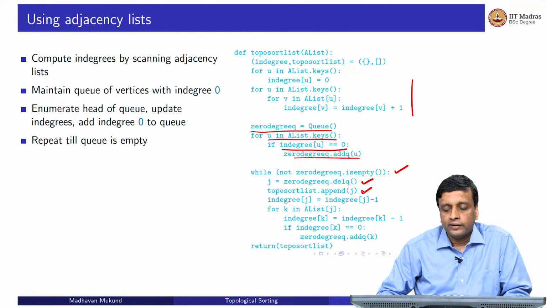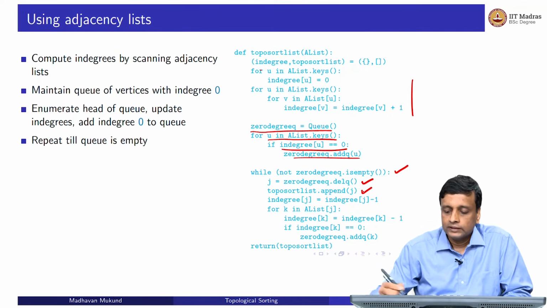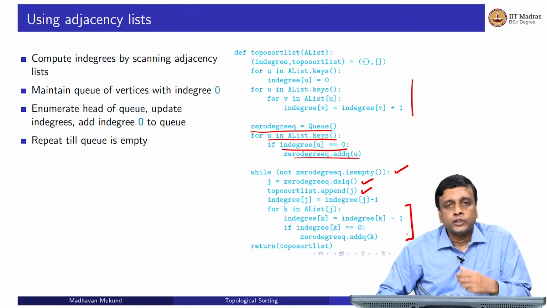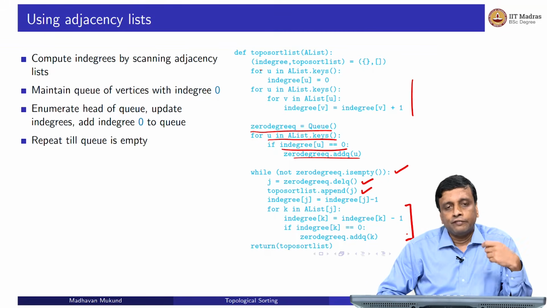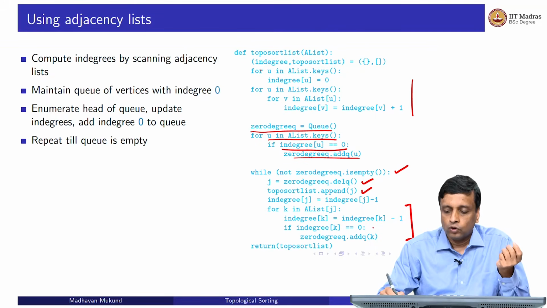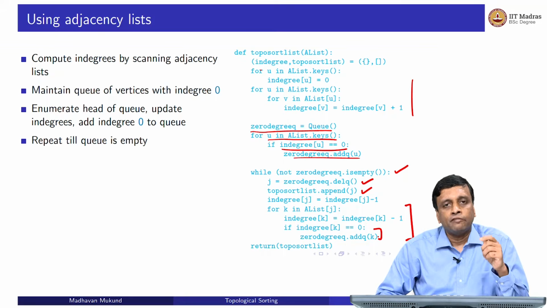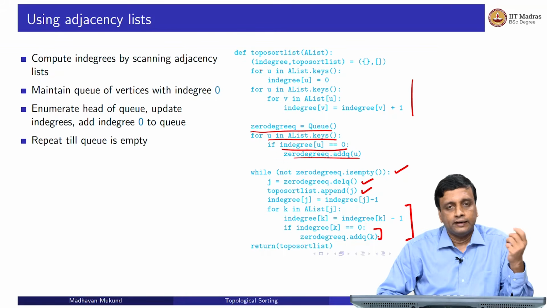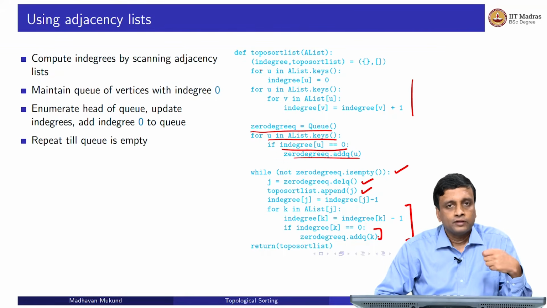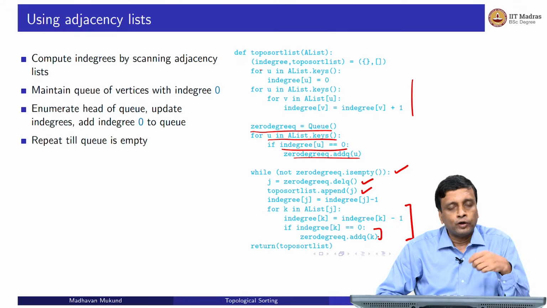And having enumerated it, then we have to update the degrees of the outgoing vertices. That is again proportional to the degree of this vertex. So, for every k which is in the list of j, I will take the in degree of k and reduce it by 1, and in this process, if I find that the in degree of k becomes 0, then I put it in the queue. When will it become 0? When I update it. So, when I update the vertex's in degree, at that point I check, has it become 0? If it has become 0, now it is a candidate for enumeration, so put it into the queue.